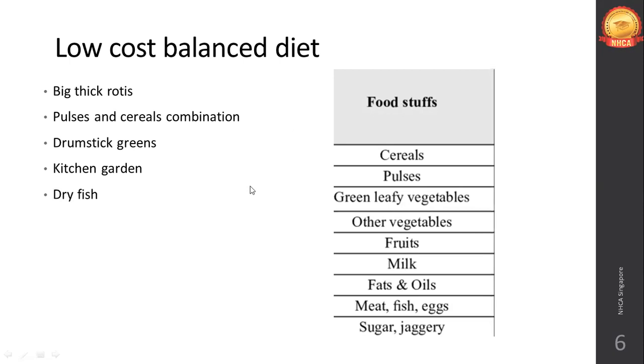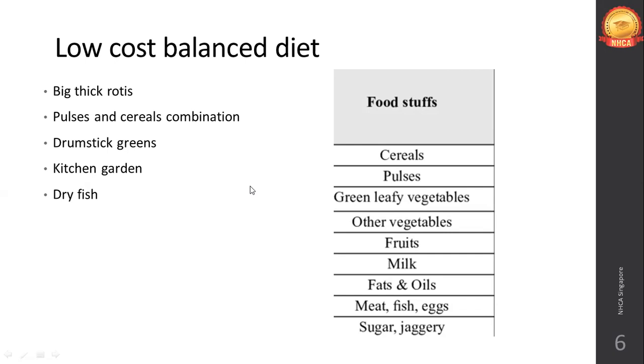Dry fish has a very peculiar smell. Your neighbors may not be quite happy with the smell of dry fish when you're cooking it, but it is again less expensive as compared to fresh fish. And also during off seasons, when the trawling time is going on and you cannot procure fish, having dry fish is a better option.